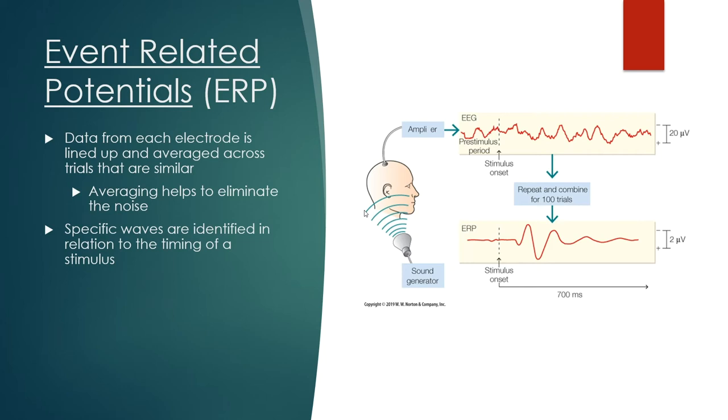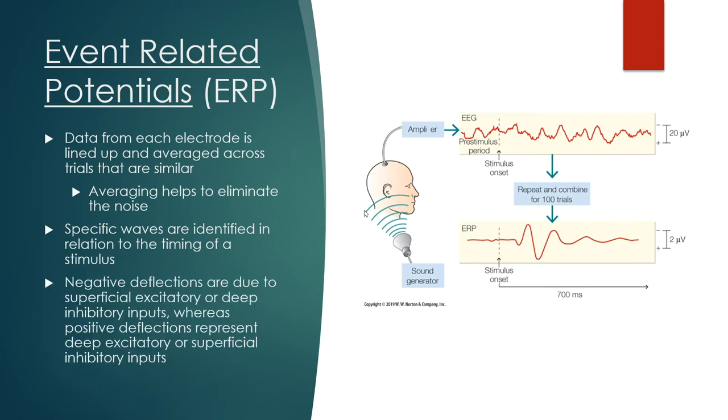So what they do is they look for these very specific waves that happen after the stimulus onset. And you'll see as we get into later stuff about attention and other things, that these waves have been named certain things, and they're very specific to either sensory information or attention information. But keep in mind too that this is also thousands of neurons. This isn't just picking up on one neuron. We're kind of summing up.